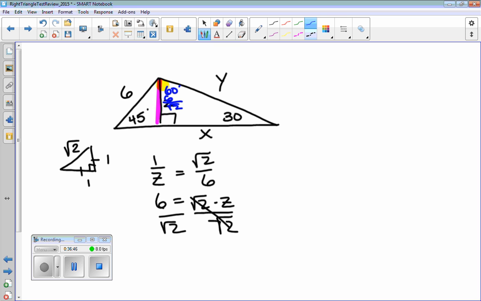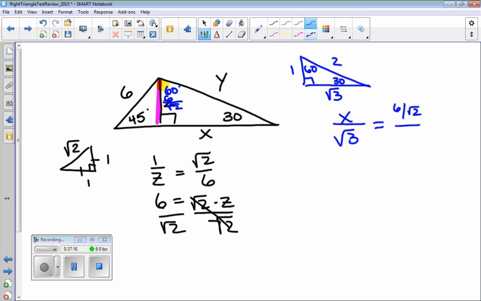Go ahead, Marvin. Okay, so let's draw that one. So I have a 30, 60, 90 triangle, and I know that it goes 1, 2, square root of 3. So let's write a proportion to solve for x first. So x over the square root of 3 is equal to what? X over the square root of 3 is equal to 6 over radical 2. We'll just leave it like that. Over 1. Good. X times 1.